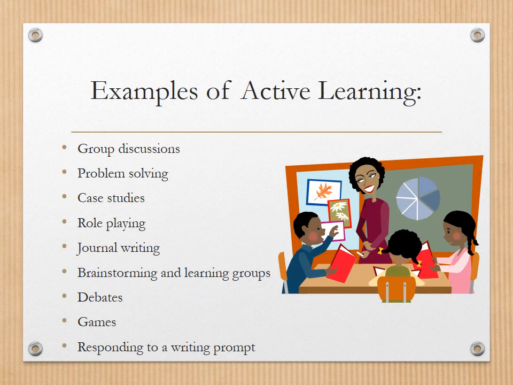So some examples of active learning include group discussions, problem solving, case studies, role playing, which by the way can be very, very fun if you have an extroverted group of students, journal writing, brainstorming and learning groups, debates, games, and responding to writing prompts. So there's a variety of things you can do, and obviously in each of your specific programs you can look for more research that will demonstrate what kind of activities work best.